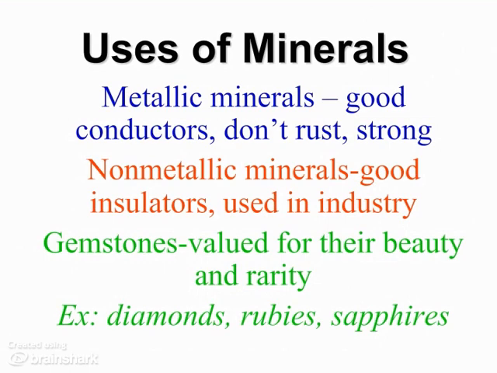What do we use minerals for? Well, metallic minerals are good conductors. You probably have talked about conductors maybe in 5th or 4th grade in science when you were making circuits. A conductor would pass along electricity. Conductors usually don't rust and they're nice and strong. A non-metallic mineral might be good as an insulator, kind of the opposite of a conductor. These would be used in industry. And then we've got my favorite, gemstones. Gemstones are valued for their beauty and rarity. Some gemstones you might hear about are diamonds, rubies, and sapphires.